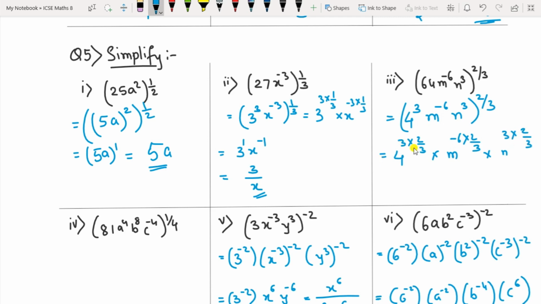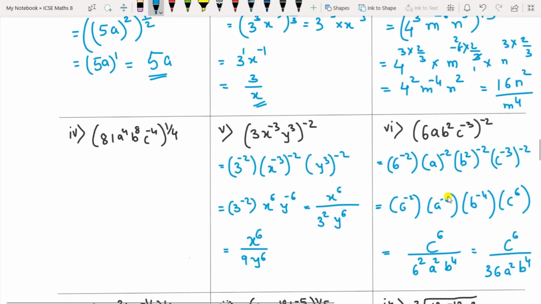So here 3 gets cancelled, it will be 4 square. Here 3 1s are 3, 2 2s are 4, so the answer is minus 4. And here 3 gets cancelled, so square. This will be 3 1s are 3, 2 2s are, so minus 4. So this becomes 4 square is 16, n square, and the one which is having negative power, bring it down, that is m raised to 4. So this is the answer. So this way you have to do the simplification of this exercise.